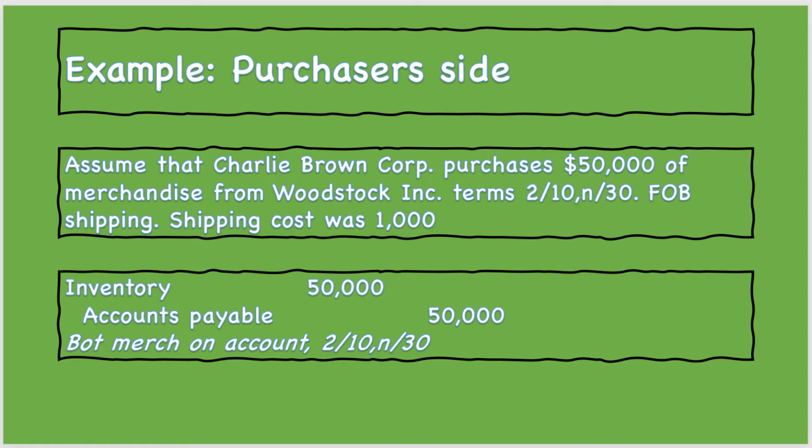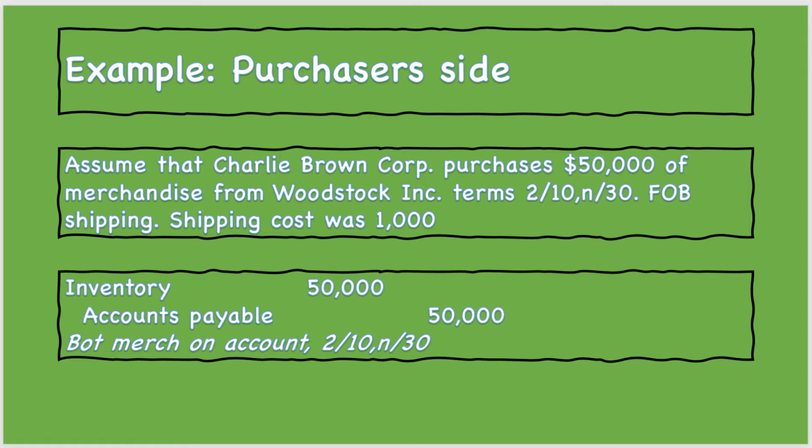Well, we are getting inventory, so our inventory has to increase. Inventory is an asset, so we have to debit inventory. Accounts payable is a liability, right? Anytime we buy something on account, we use that accounts payable account. How do we increase a liability? With a credit. So this transaction on Charlie Brown Corp's books says that our inventory is going up by $50,000. Our accounts payable is also going up by $50,000.